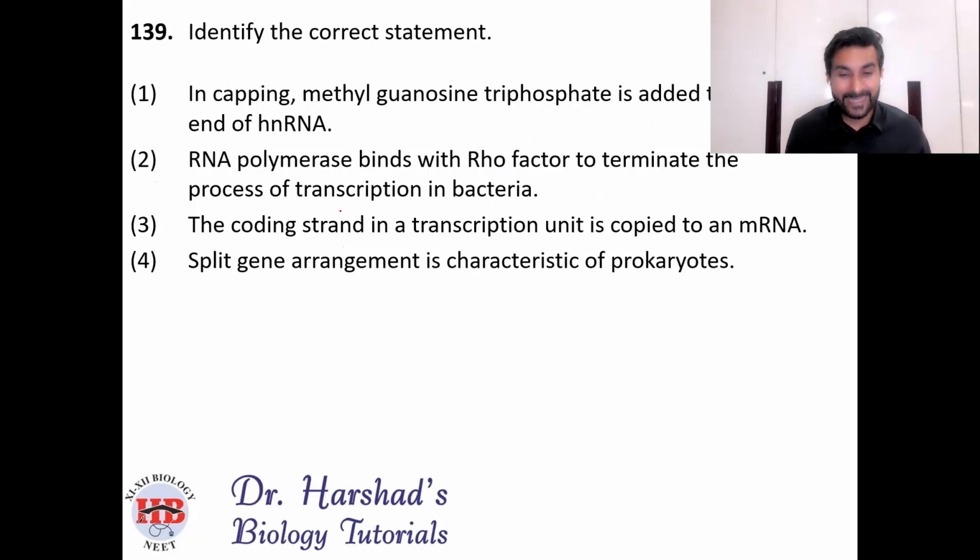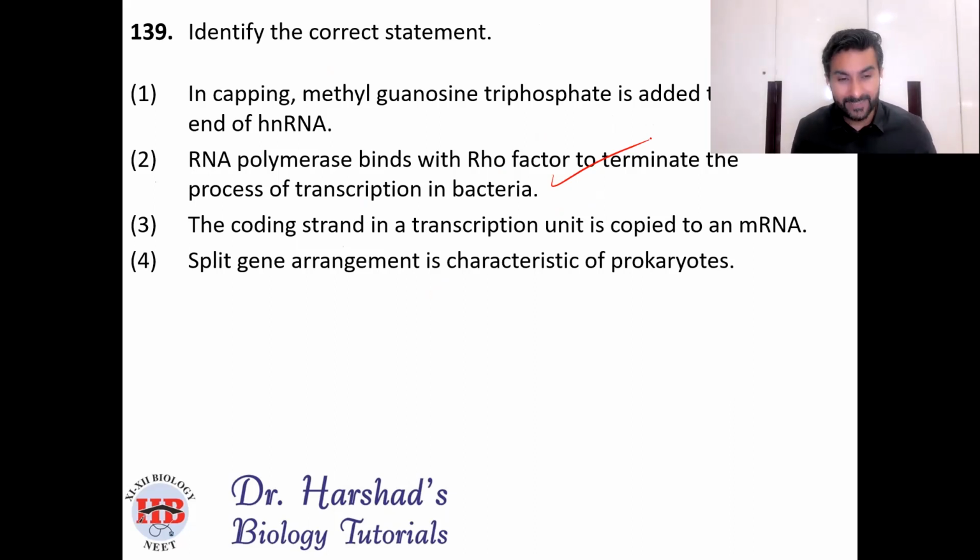Identify the correct statement. In capping, methyl guanosine triphosphate is added to the 3' end of hnRNA. Wrong. It is added at the 5' end of hnRNA. RNA polymerase binds with Rho factor to terminate the process of transcription in bacteria. Yes, Rho factor is the name for the termination factor. Sigma factor is your initiation factor.